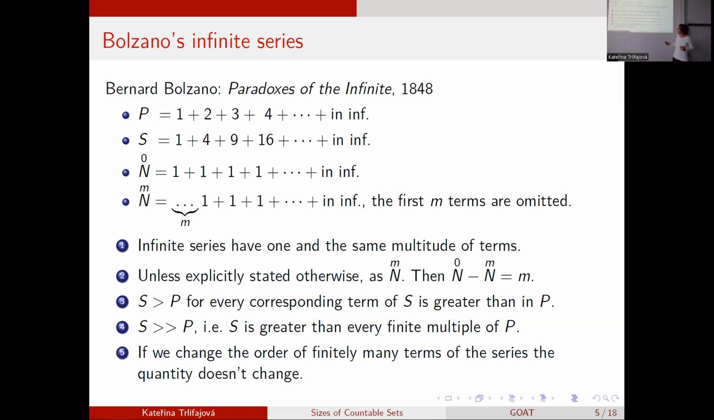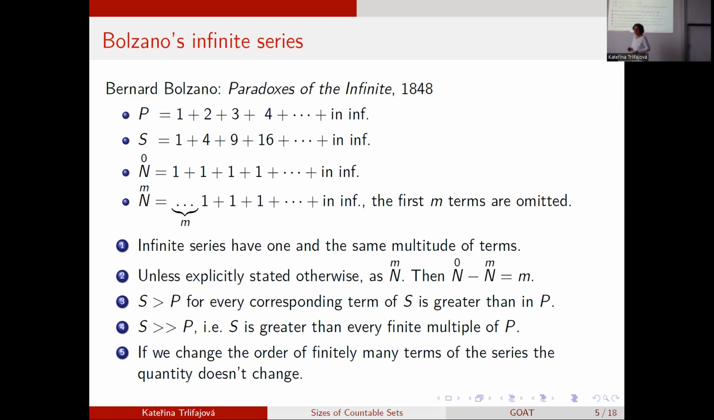And the last one, if we change the order of finitely many terms of the series, then the quantity doesn't change. So it's possible to change. In fact, associative and commutative law is valid for finite number of terms.